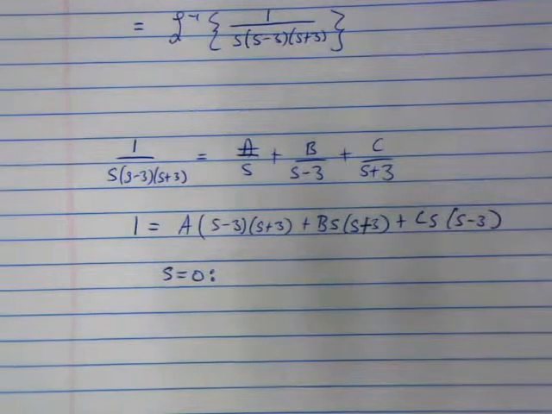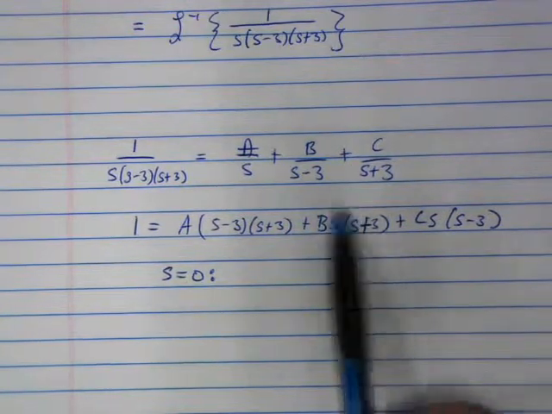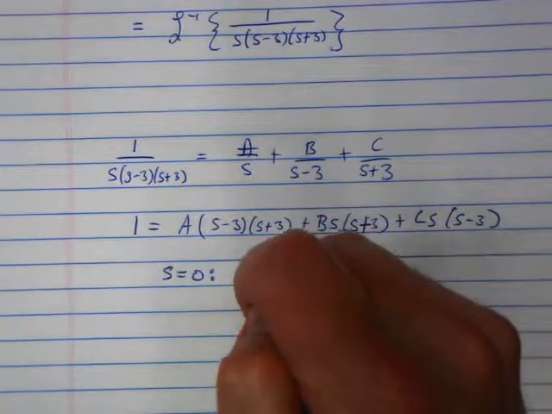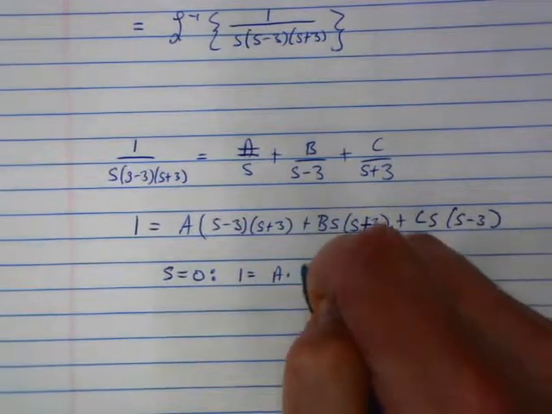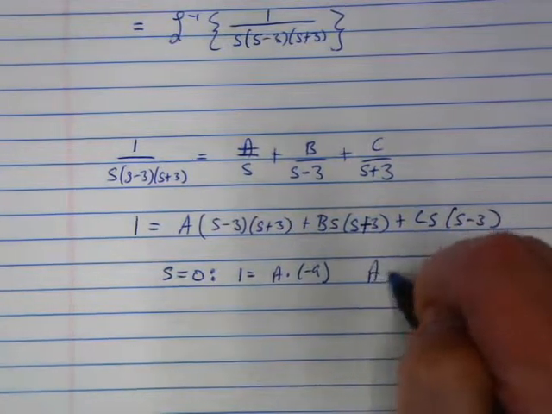Why do you like 0? Because when I plug 0 in, it gives me 0 here, and it gives me 0 there. It makes both B and C go away. I get 1 equals A times negative 9. So A is negative 1/9.